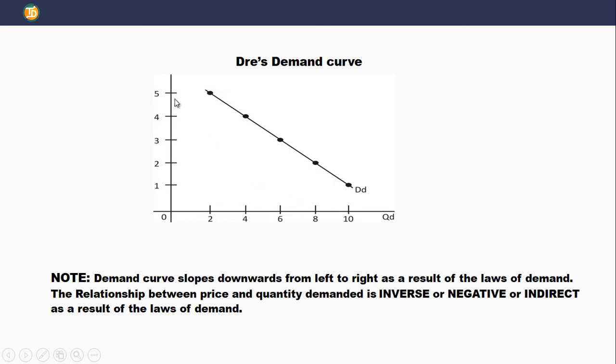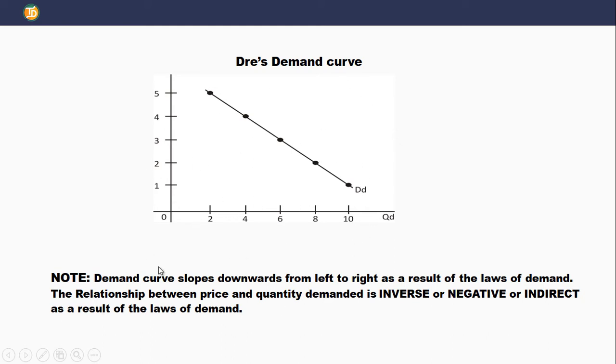When we had 5 naira, quantity demanded was 2. When we have 4 naira, quantity demanded was 4. When we have 3 naira, quantity demanded was 6. When we have 2 naira, quantity demanded was 8. And when they had 1 naira, quantity demanded was 10 units. This further explains the laws of demand.